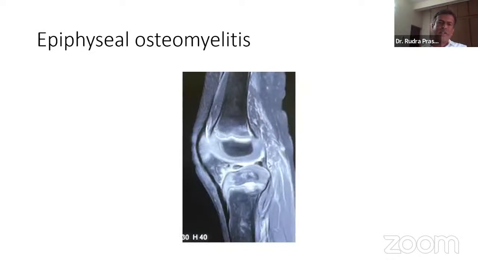A few lines about epiphyseal osteomyelitis. In osteomyelitis, as all of you know, it involves mainly the metaphyseal and diaphyseal areas, but epiphyseal osteomyelitis can also happen.